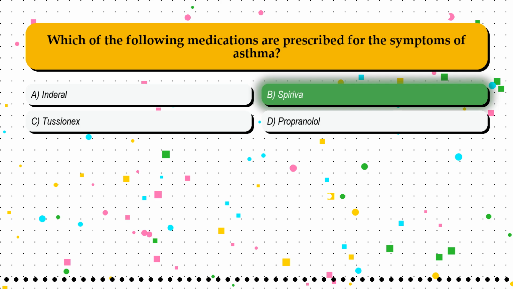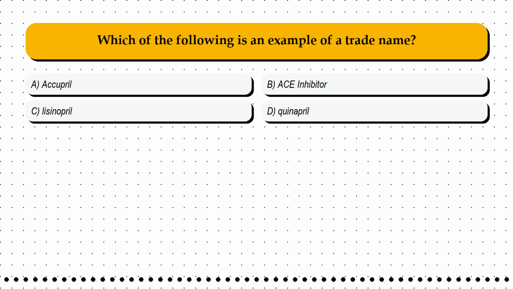The correct answer is option B. Spiriva. Question 63. Which of the following is an example of a trade name? Option A. Accupril. Option B. ACE inhibitor. Option C. Lisinopril. Option D. Quinapril.